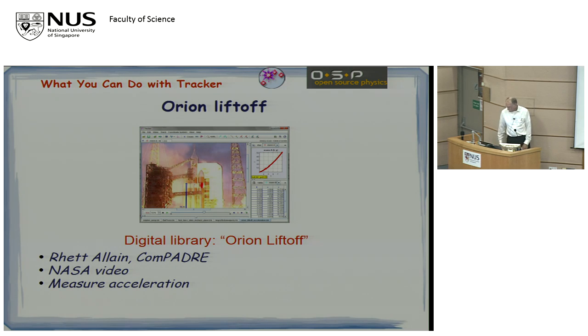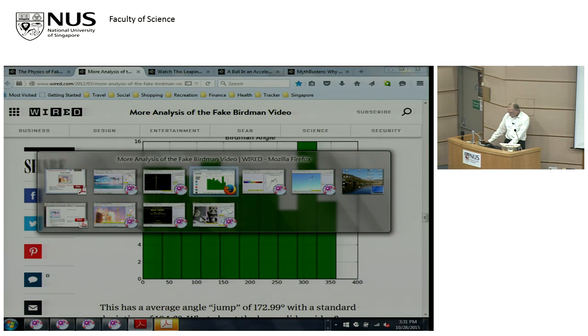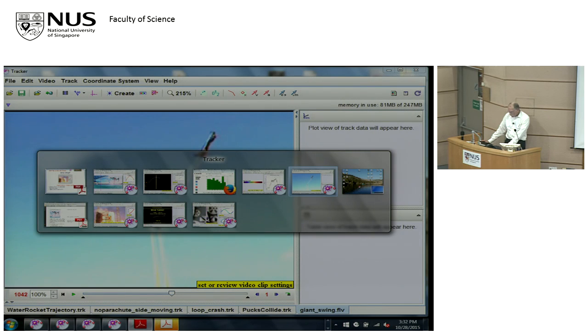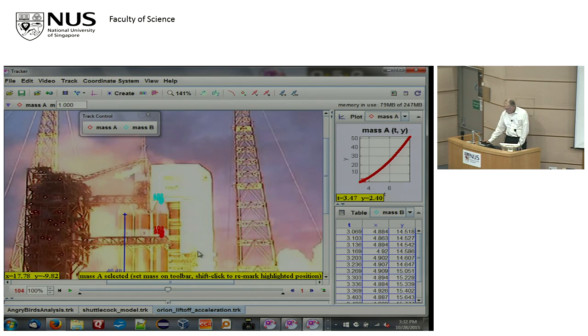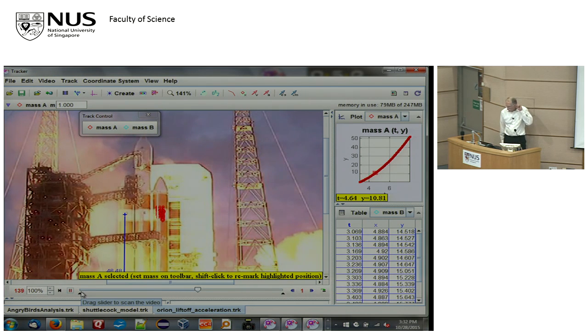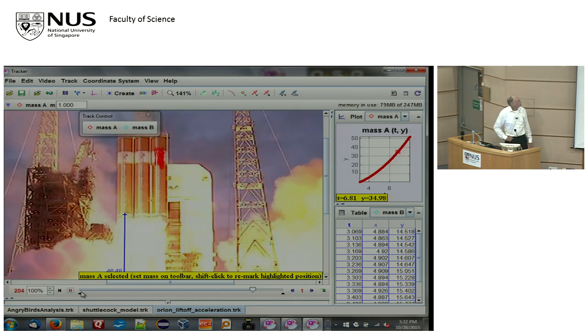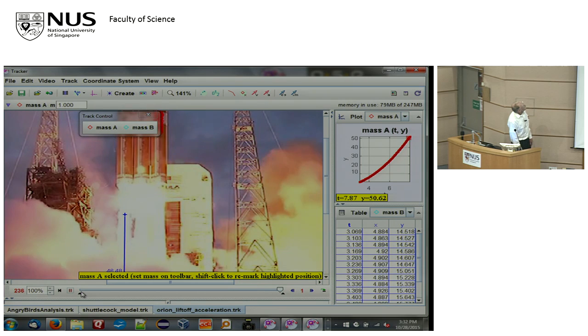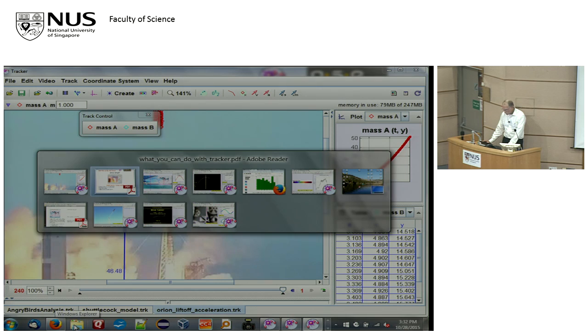Of course, you can go to NASA videos. There are videos available from NASA, and some of those are really interesting. Here, the Orion. It's real basic motions, real basic analysis, but just the fact that you're pulling videos off of the NASA sites and being able to look at real things adds some interest to these activities.